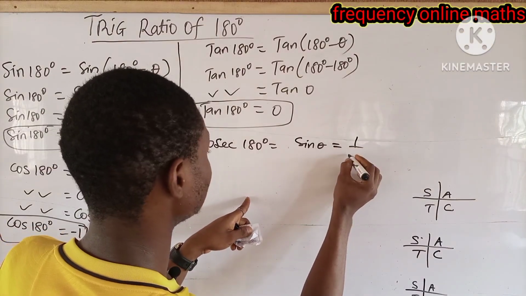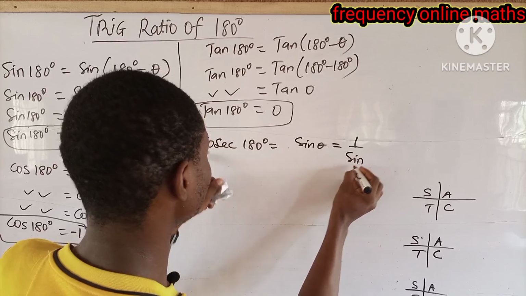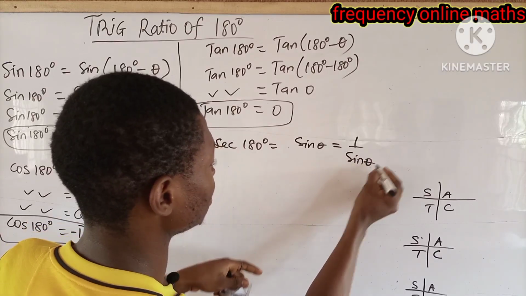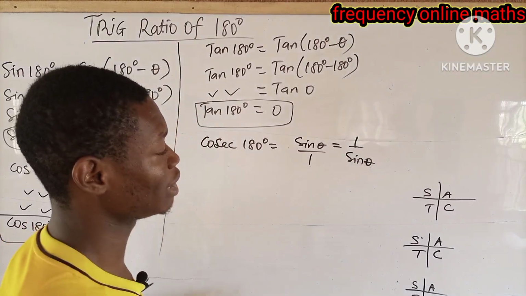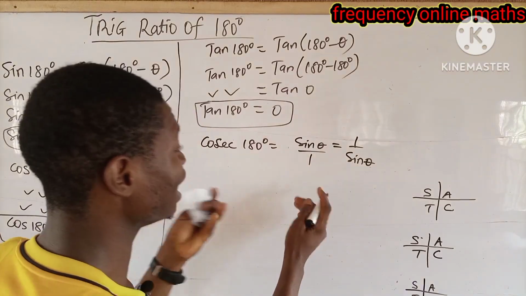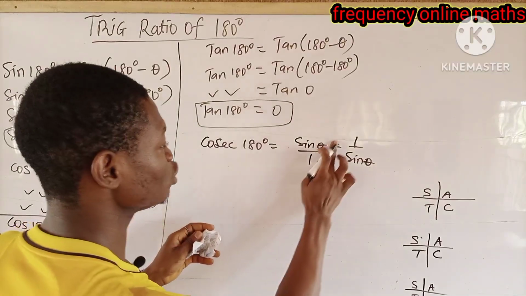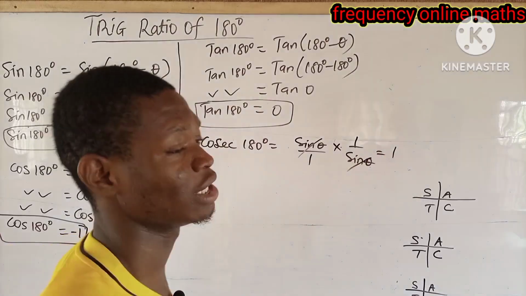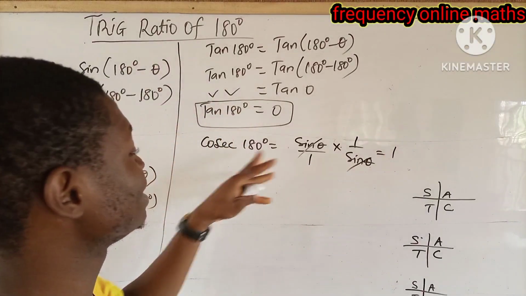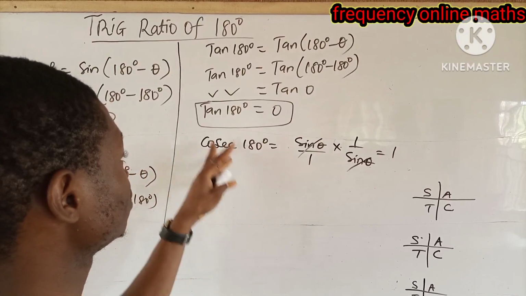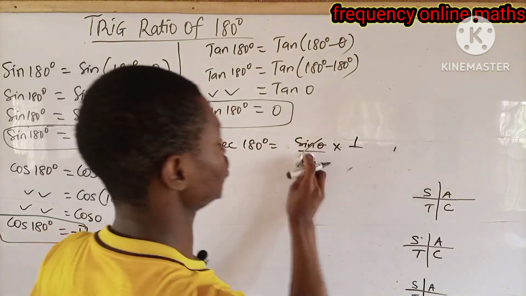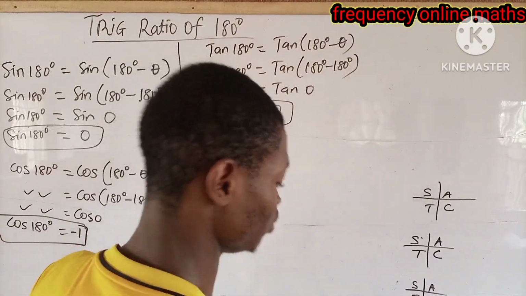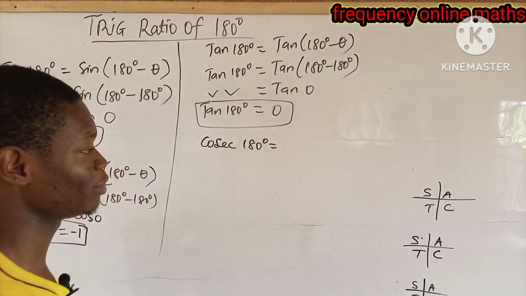So cosec is equal to 1 over sine theta. So this sine theta is over 1. So let's see whether their product will give us 1. So we have times. This one can cancel this one. We are left with 1. So cosec is the reciprocal of sine. So when two numbers give us 1, we know that those numbers are reciprocals.